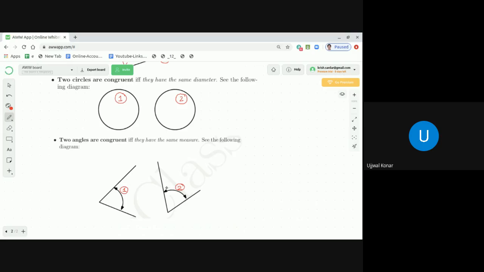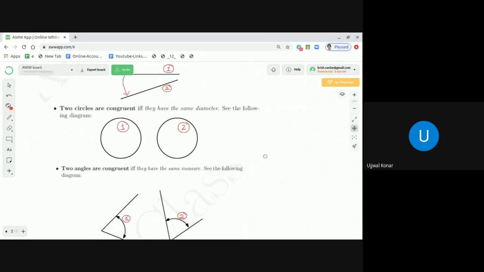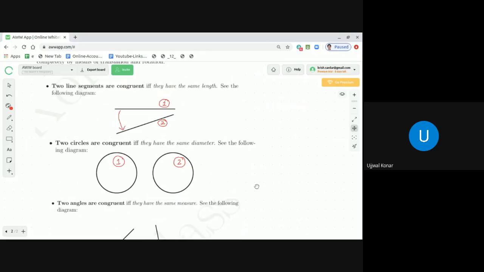So I'm just recapping: two line segments are congruent when they have the same length. Two circles are congruent if they have the same diameter. Two angles are congruent if they have the same measure.